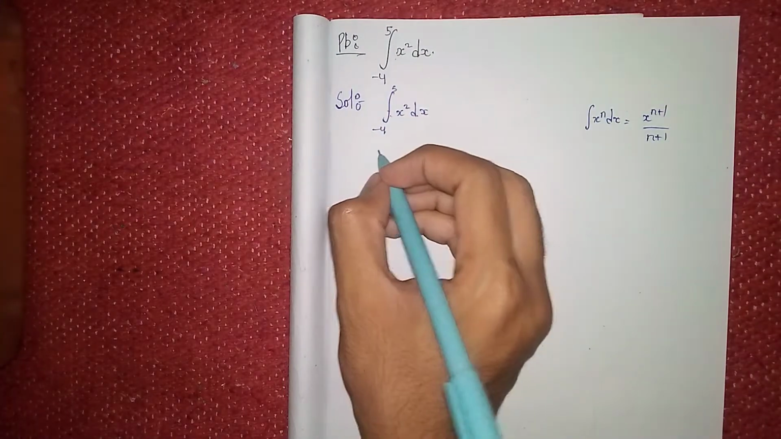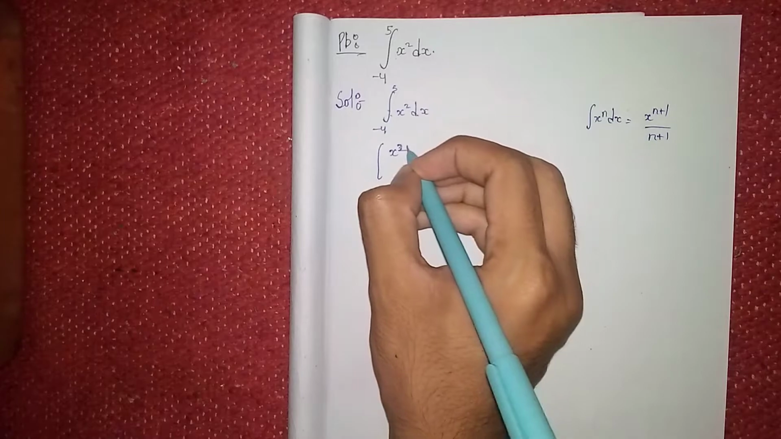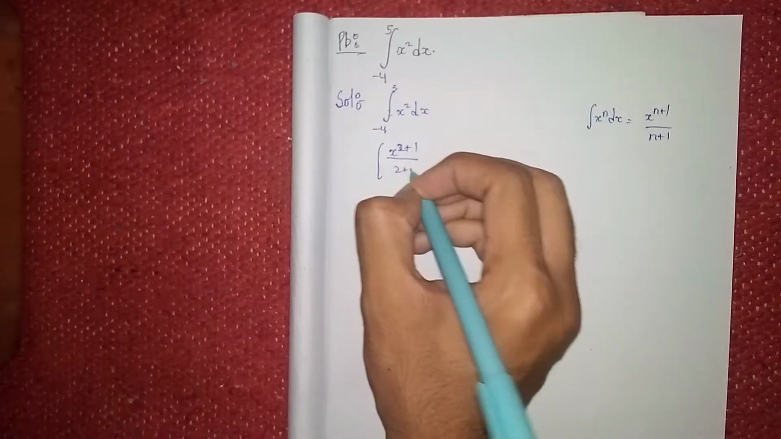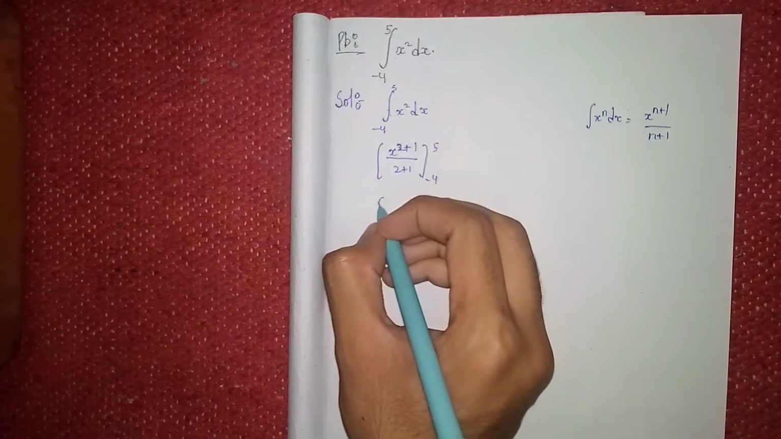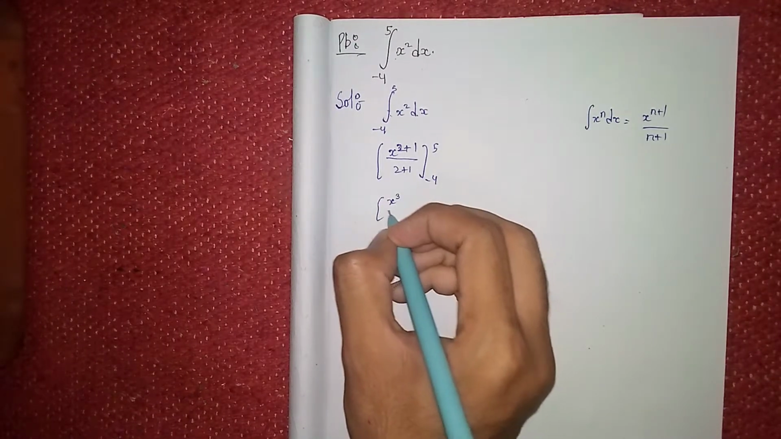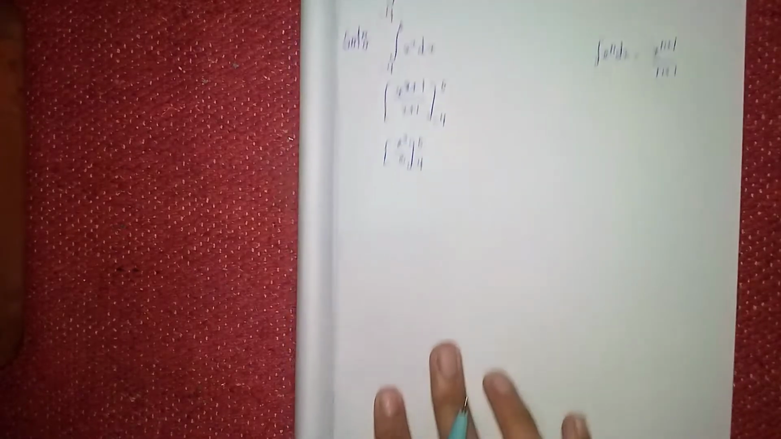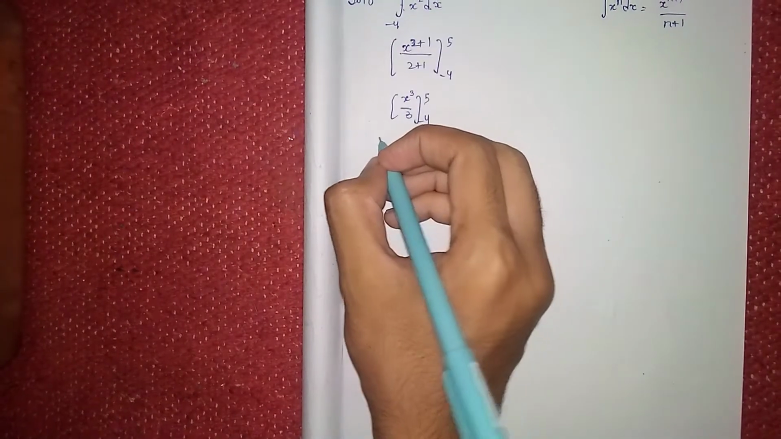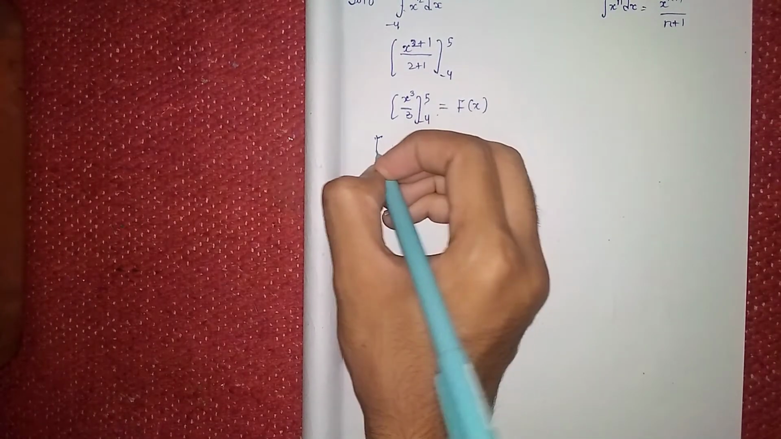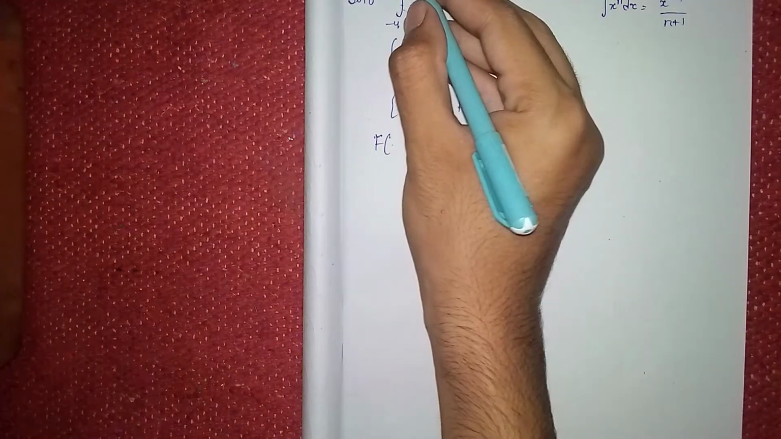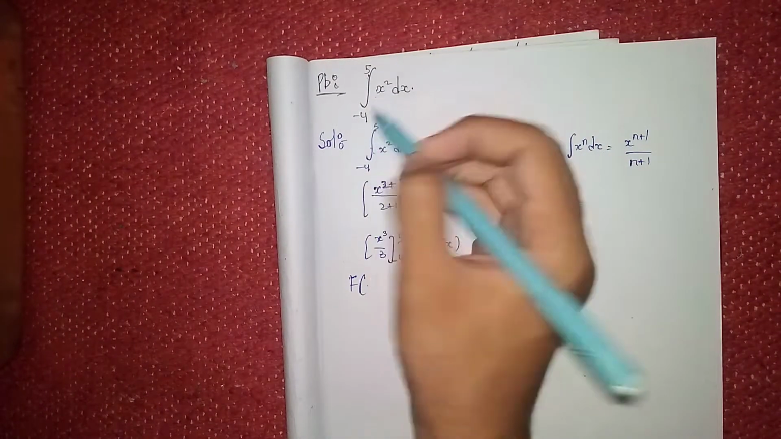This one we are using, so it becomes x power 2 plus 1 by 2 plus 1, with limits 5 and minus 4, so it becomes x power 3 by 3 with limits 5 and minus 4. Now here, this is f of x. Now here f of b, what is b here? B is 5 and a is minus 4 here.